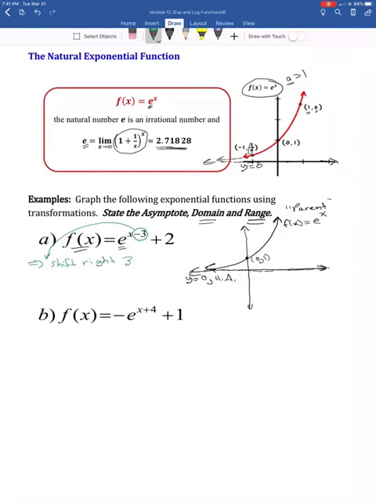When we subtract a positive 3 from x, we're going to be adding 3 to every x coordinate on the graph of e to the x. If we added 3 to x, that'd be a minus negative 3, and we would shift it left 3 units. If it had been x plus 3, that's x minus negative 3.